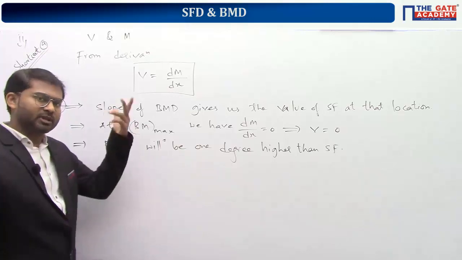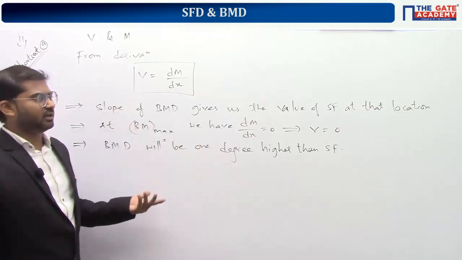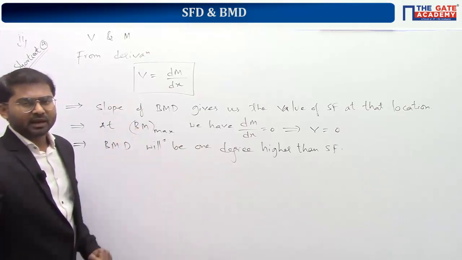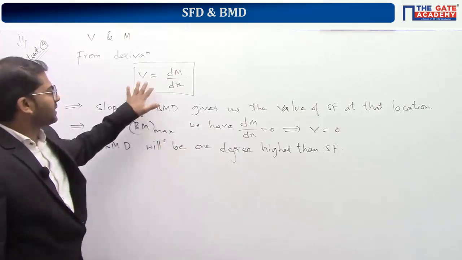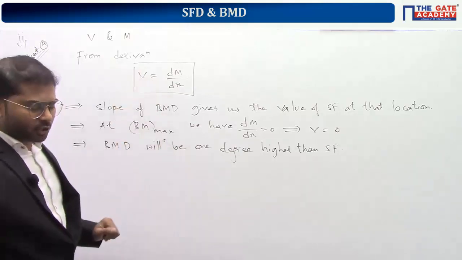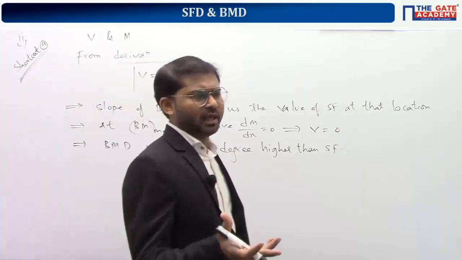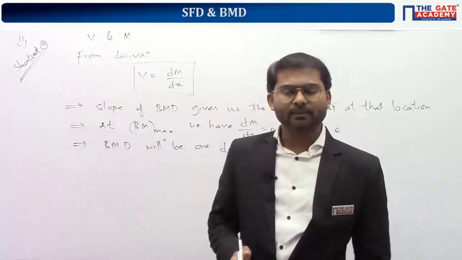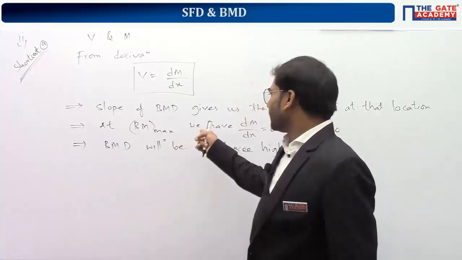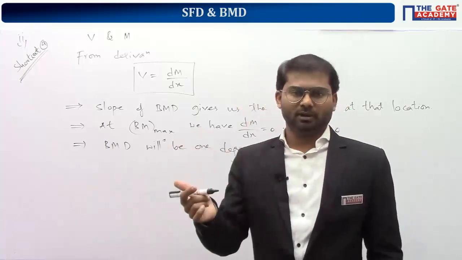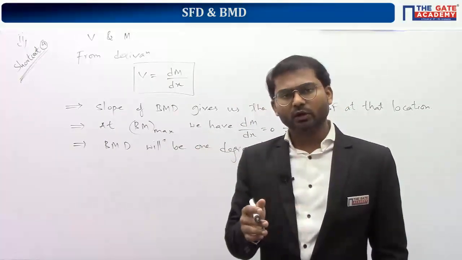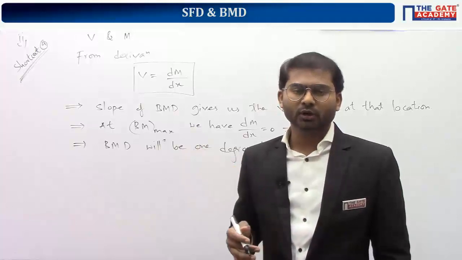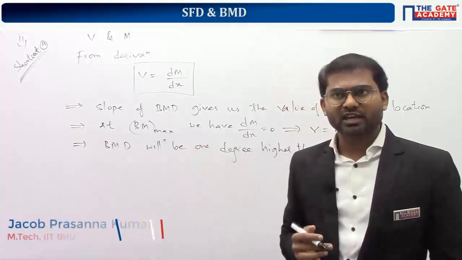But it's not required. That's why I haven't made you copy. Understand? Clear? From the similar result that q is equal to dV by dx, you can understand that the shear force diagram will be 1 degree higher than the load intensity diagram. Another thing you can say is that wherever shear force is maximum, the load intensity should be equal to 0, because the slope of the shear force diagram is equal to 0 there.